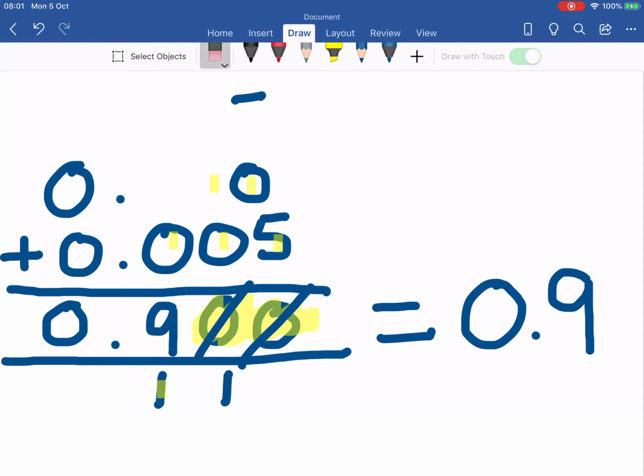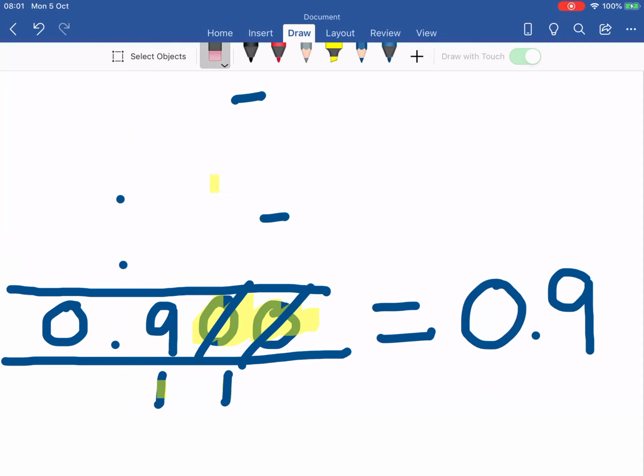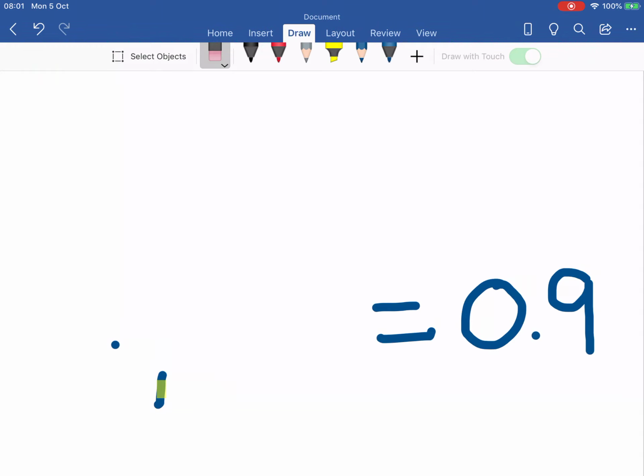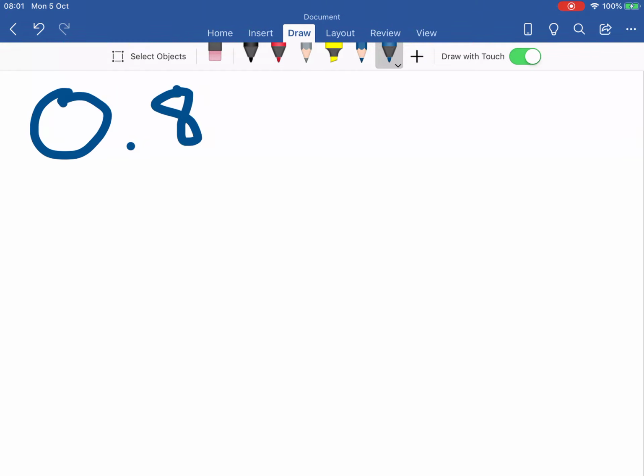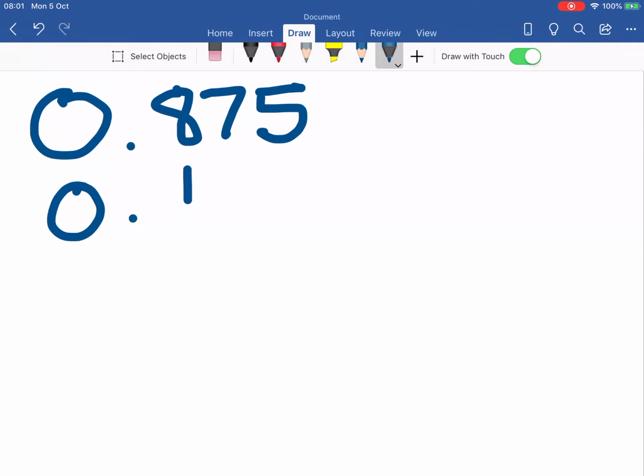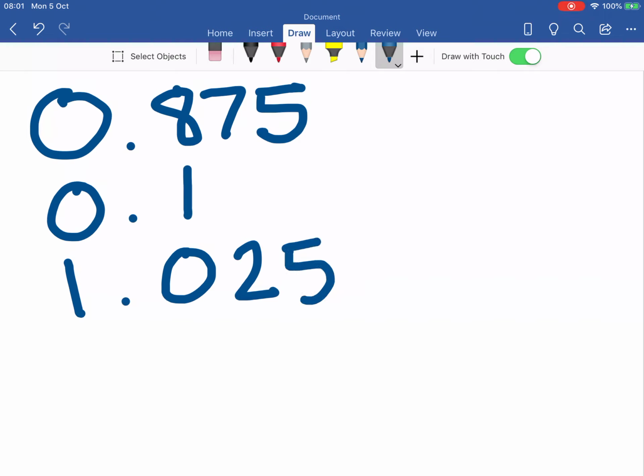All right, so I'm going to do another example for you. It's a little bit different, okay, and I'll just show you why. All right, so this next example is this: 0.875 plus 0.1 plus 1.025. So this was the next one on the sheet. You can't see it just yet, but that was the next one that comes up on the sheet.